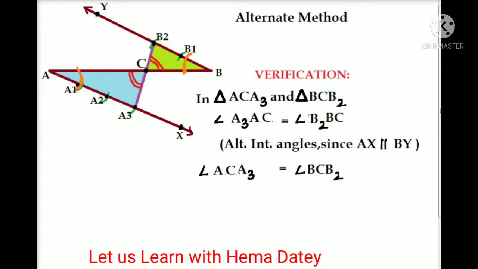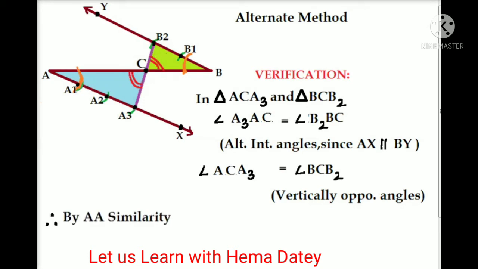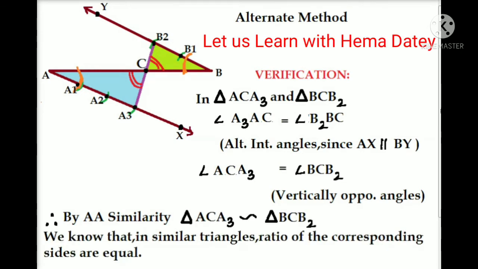Tell me, why are they equal? Yes, they both are vertically opposite angles. Now, in both the triangles, by AA similarity, the triangles are similar. And we know that in similar triangles, ratio of the corresponding sides are equal. So, AA3 ratio BB2 is equal to AC ratio CB is equal to 3:2.